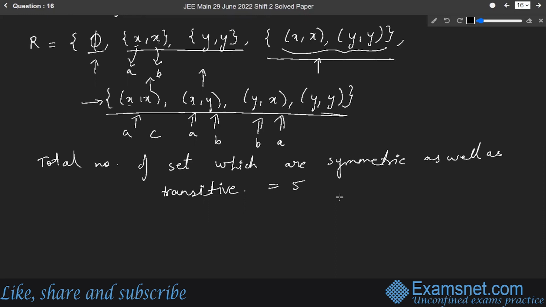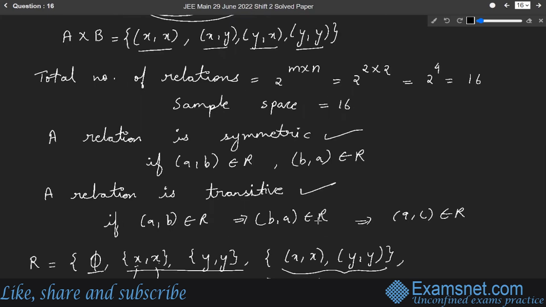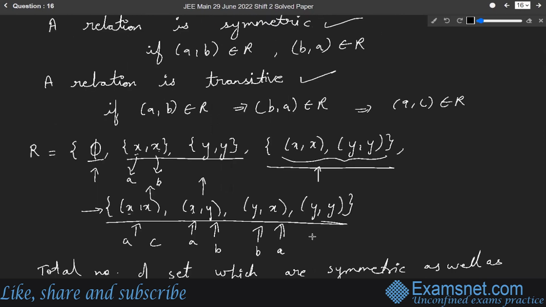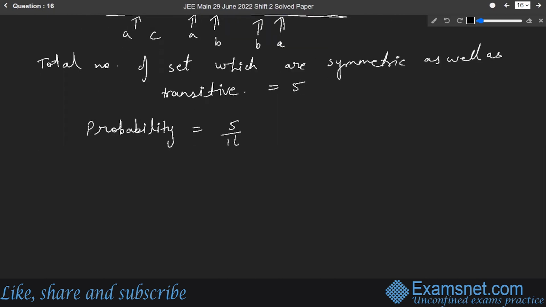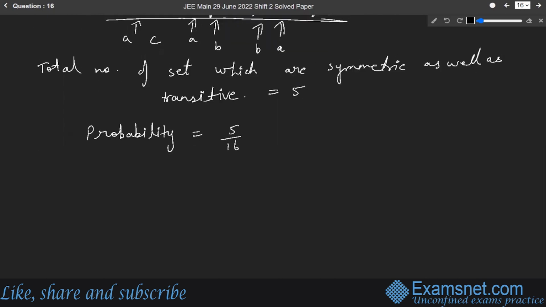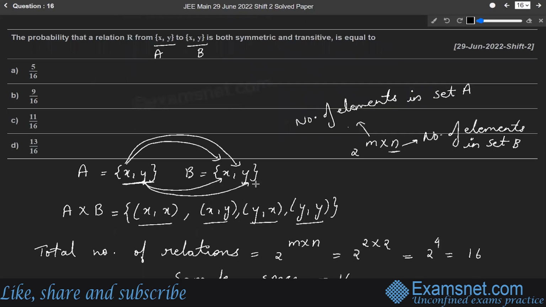Now we have to calculate the required probability. The probability will be the total number of sets which are symmetric and transitive, which is 5, divided by the total sample space. What is the sample space? We have already calculated it. Sample space is 16. So the probability is 5 by 16. So for this question, the correct answer is 5 by 16, and hence the correct option is option A here.